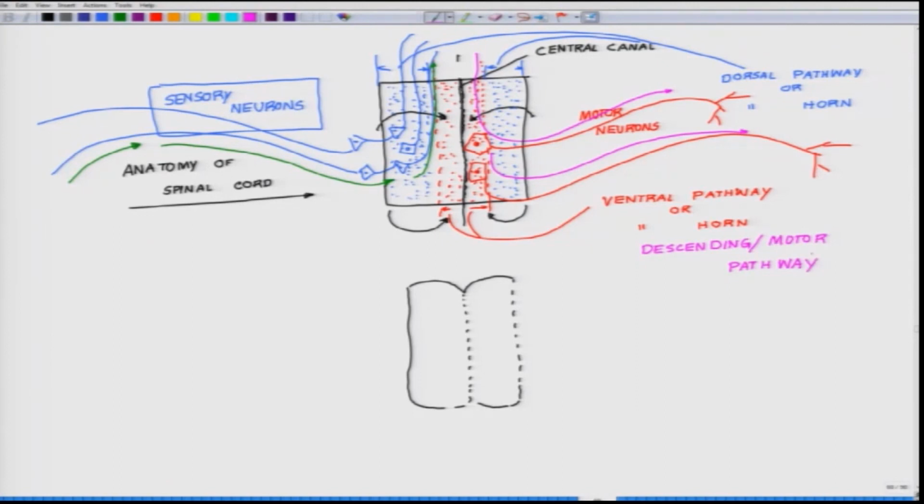Whereas on the contrary, the other side is called ascending or sensory pathway, from where we will continue in the next class. Thank you.